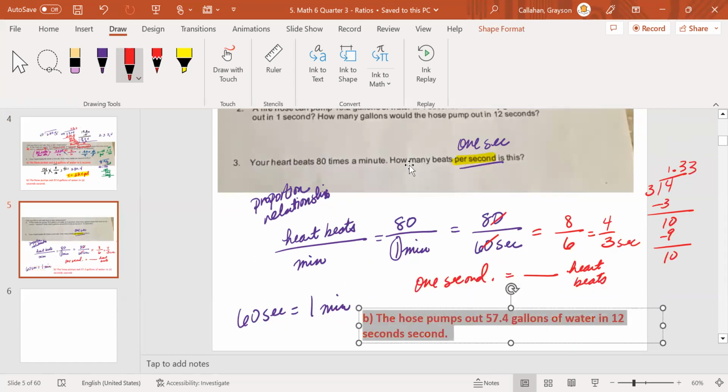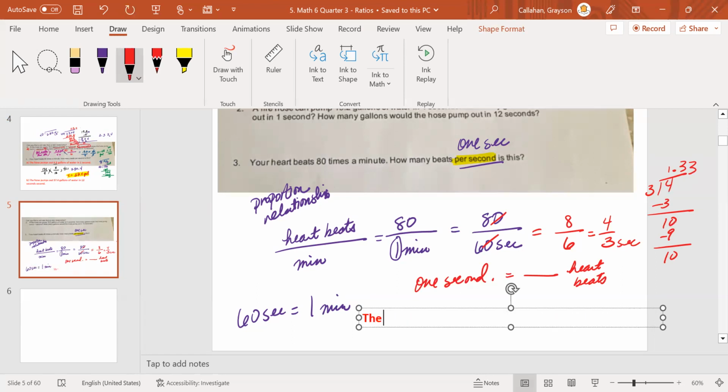So go back to your question. How many beats per second is this? You can write the heartbeats, 1.33, for every second. And you just go back to the last part of the question and answer it. Does that make sense? Okay, let's move on to number 4.